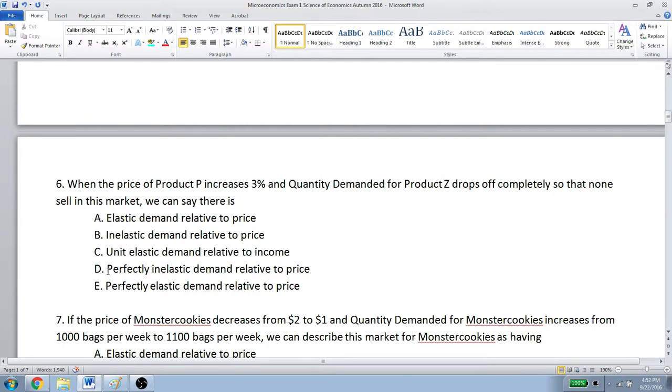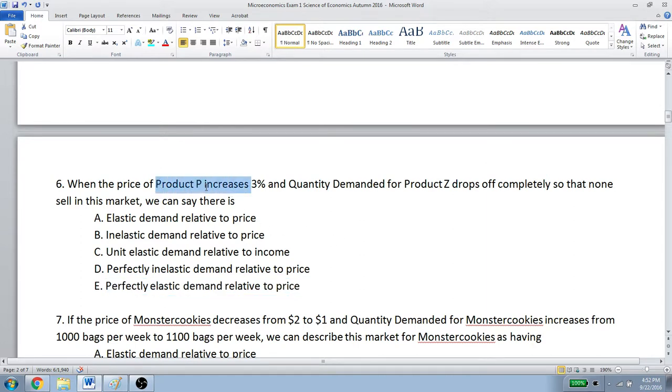The way we would express it is saying that they are perfectly elastic. It's perfectly elastic. That there was a huge impact on product Z. Someone asked me, could I have an example of that?